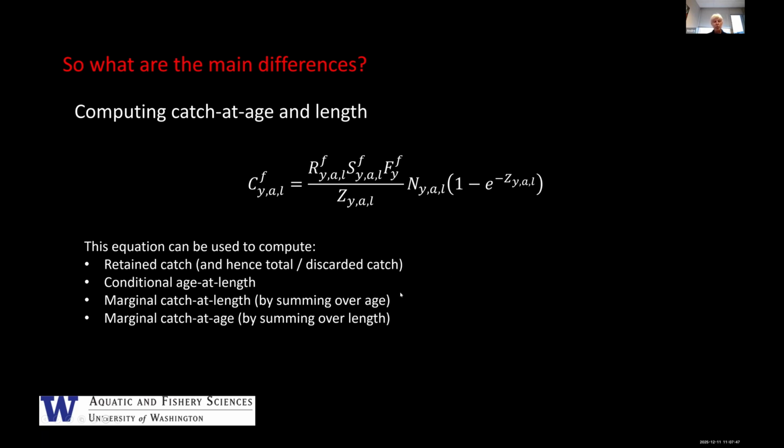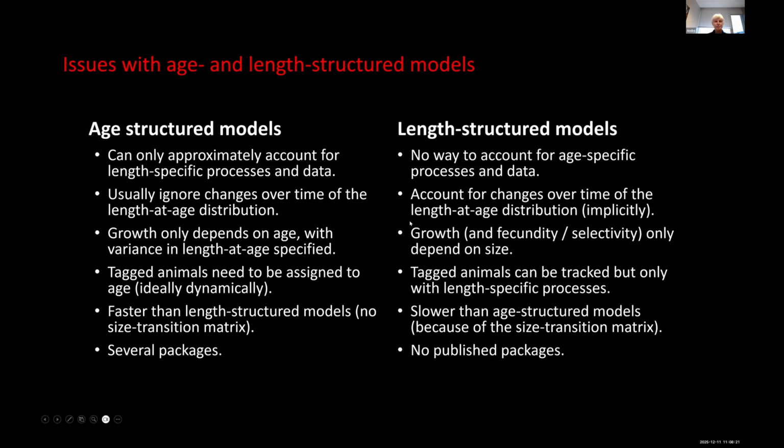You can calculate all the usual things that we do in stock assessment models. So I've just given one equation here, and that is the catch as a function of fleet, year, age, and length. So this is your standard catch equation. In this case, I've got retention and selection brought out explicitly. But essentially, one can calculate all the usual sorts of things that we have in our model fitting procedures, whether that's retained catch, conditional age at length, marginals, just lots and lots of sums over dimensions.